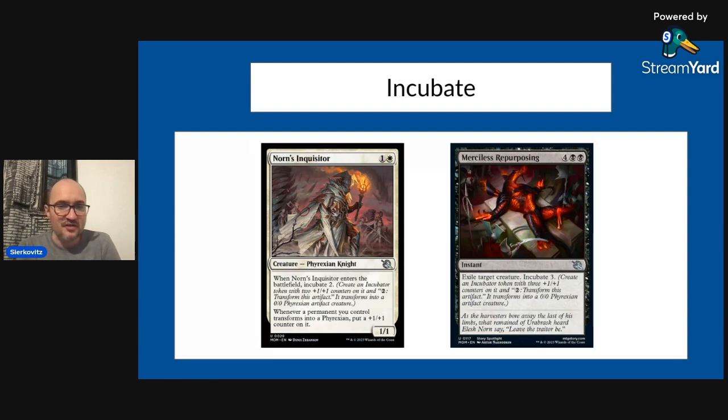And it's not only on creatures. So the other card is Merciless Repurposing, and that is a 6 mana instant, 4 black, and it just says exile target creature, incubate 3. So it kills something, exiles something, and then you get a 3/3 incubator that you can flip into a 3/3 creature for 2 mana later.